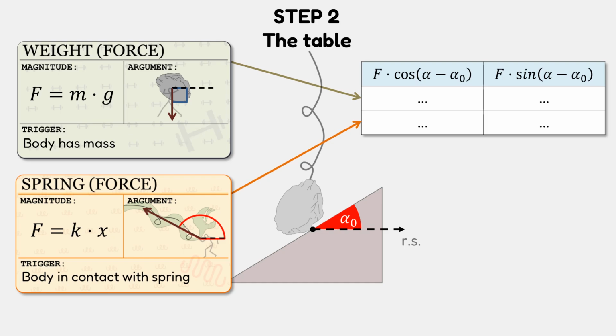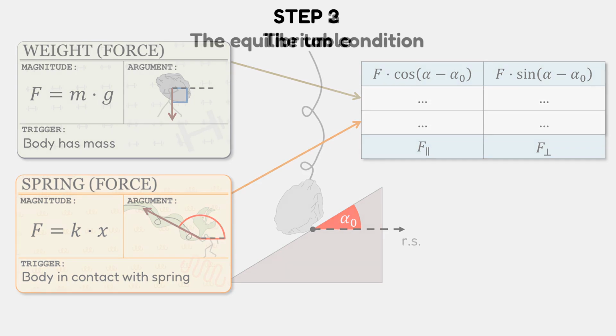Anyone familiar with vector analysis might recognize that these are the vector components. The first column corresponds to the axis parallel to the contact surface, the second to the one perpendicular. Once the table is filled out, sum each column. Call the result from the first column F parallel, and the result from the second column F perpendicular, or F perp, to its friends.